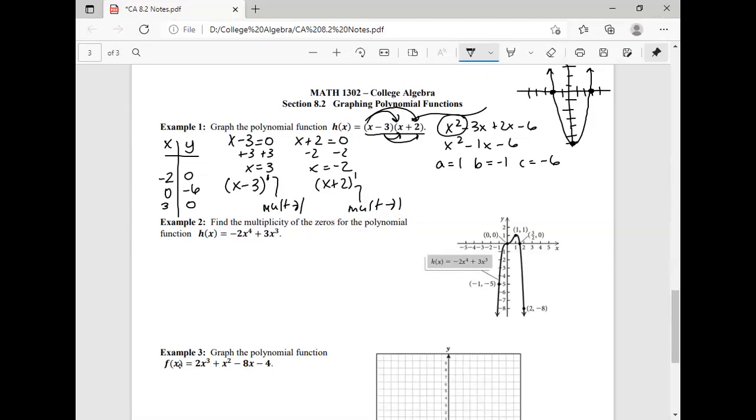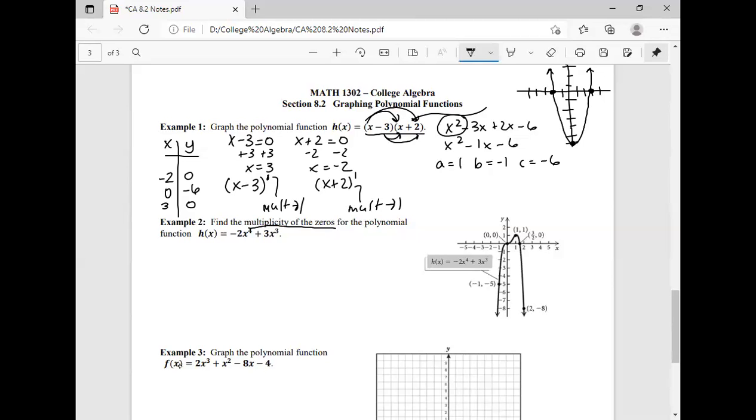We have the graph over here on this one. So I know that my leading term is -2 x to the 4th. It's even, so both of the endpoints should be facing the same way, and they are. They're both facing down. It's negative, so they should be facing down, not up, right? We already know that from looking at our graph. Okay, but this one says find the multiplicity of the zeros. So that's this part.